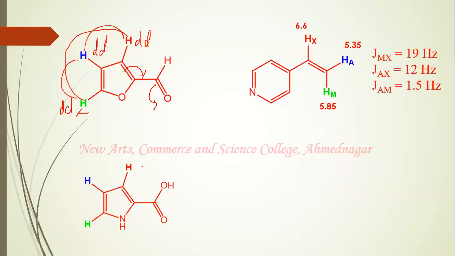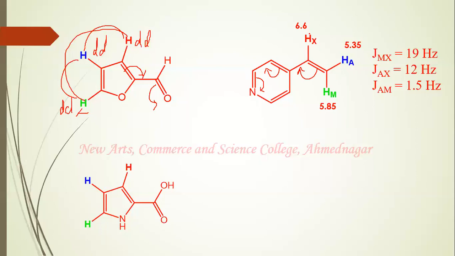Now consider this, this is one more example of an AMX spin system. Then we have another example here corresponding to an AMX spin system. Look at the chemical shift values. The HX proton is de-shielded because it is at the para position to this pyridine nitrogen. The pyridine nitrogen will have an electron withdrawing resonance effect on the doubly bonded, or this carbon carbon double bond attached at the fourth position.